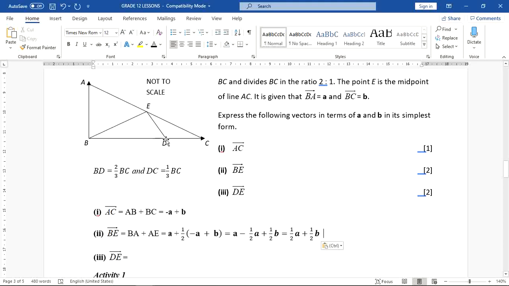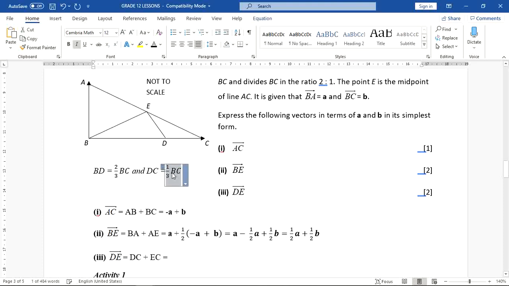Let's go to DE. I'm at D. I want to go to E. So I'll take the shorter route, DC, and then CE. So I'll take DC, capital DC, then I'll add EC. All right. Do I know DC? Yes, DC is none other than a third of BC.